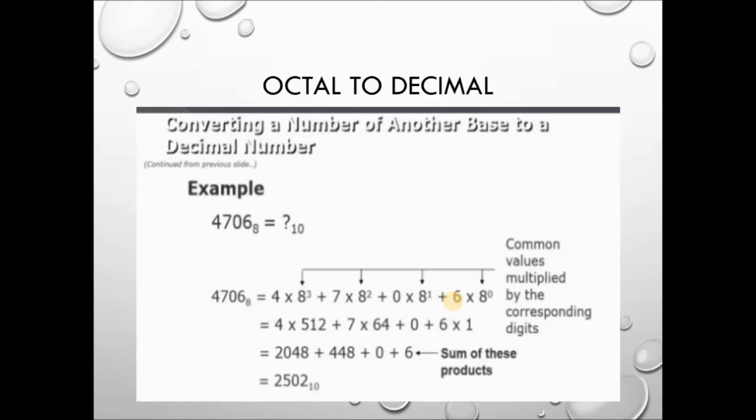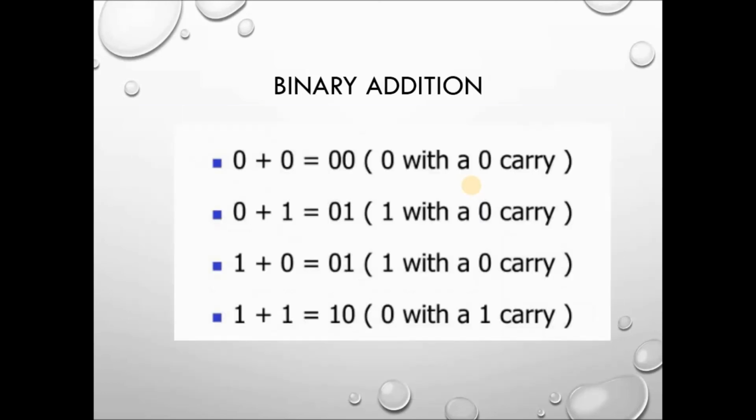Octal to decimal. So octal to decimal conversion is this. Try to understand: for octal to decimal, you are multiplying by the base. If you are converting any number to decimal, I have already told you, you have to write the base only. That means 4 into base, multiplied with the base to the power 0, 1, 2, 3, 4, like that. Okay. So after that, binary addition.